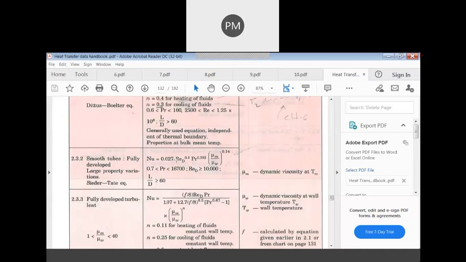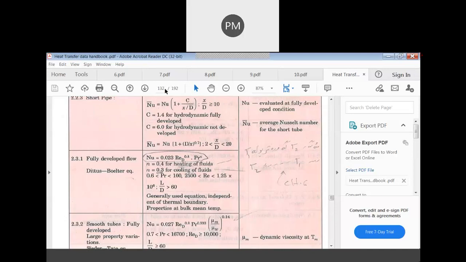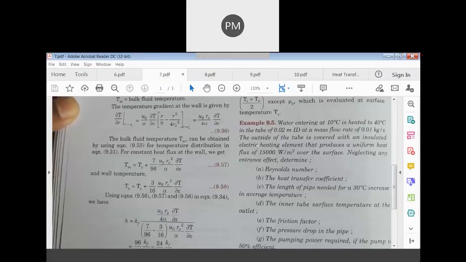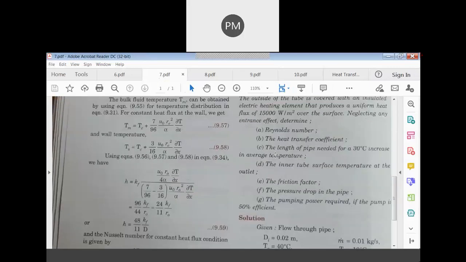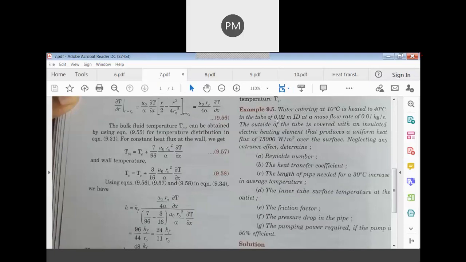With this explanation, let me move on to problems. The first problem is example 9.5. Water entering at 10 degrees Celsius is heated to 40 degrees Celsius in a tube of 0.02 meter inner diameter at a mass flow rate of 0.01 kg per second. The outside of the tube is covered with an insulated electric heating element that produces a uniform heat flux of 1500 watt per meter square over the surface. In the problem, they say the entrance effect can be neglected.